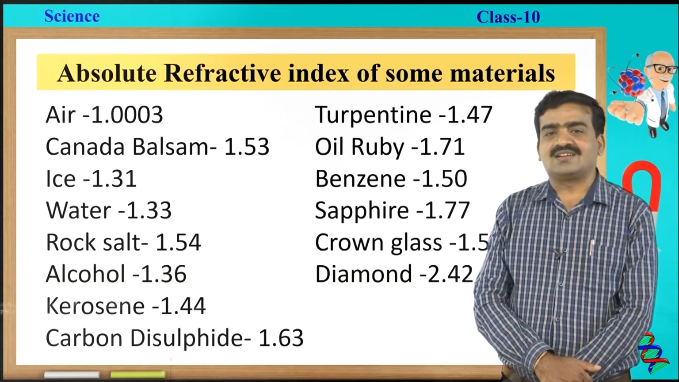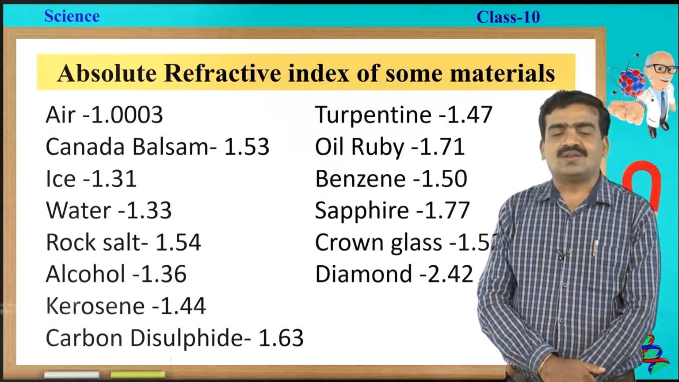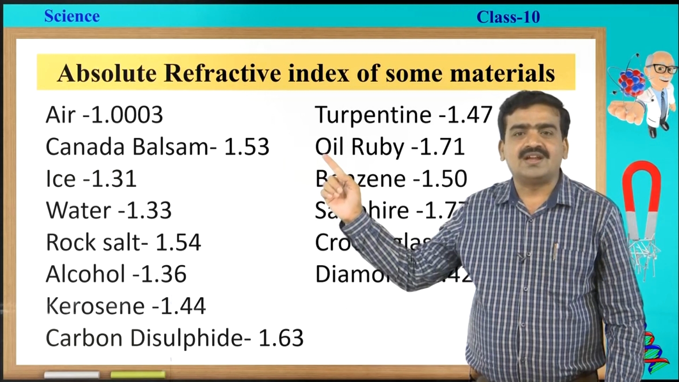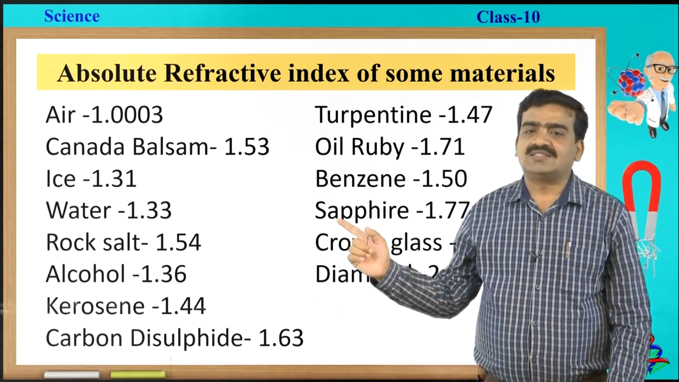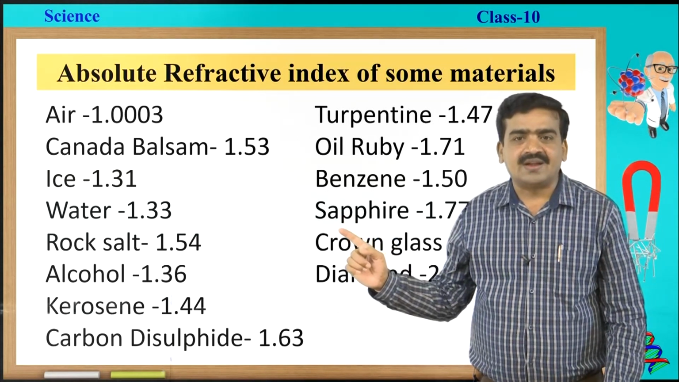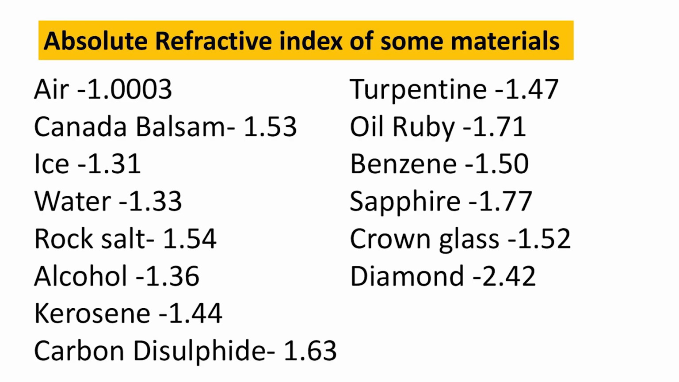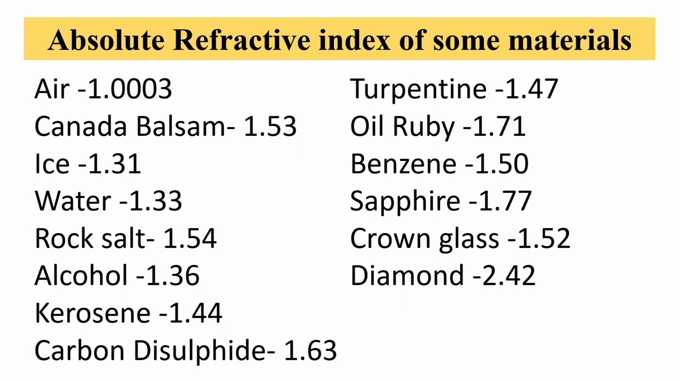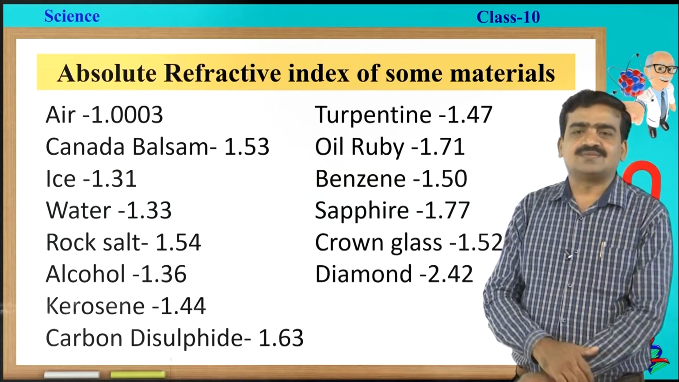So, we have calculated the absolute refractive index for some materials. Absolute refractive index of air is 1.0003, that of Canada balsam is 1.53, ice is 1.31, water is 1.33, rock salt 1.54, alcohol 1.36. Absolute refractive index of diamond is 2.42. If you compare this data, you come to know that air has the least absolute refractive index and diamond has the maximum refractive index.